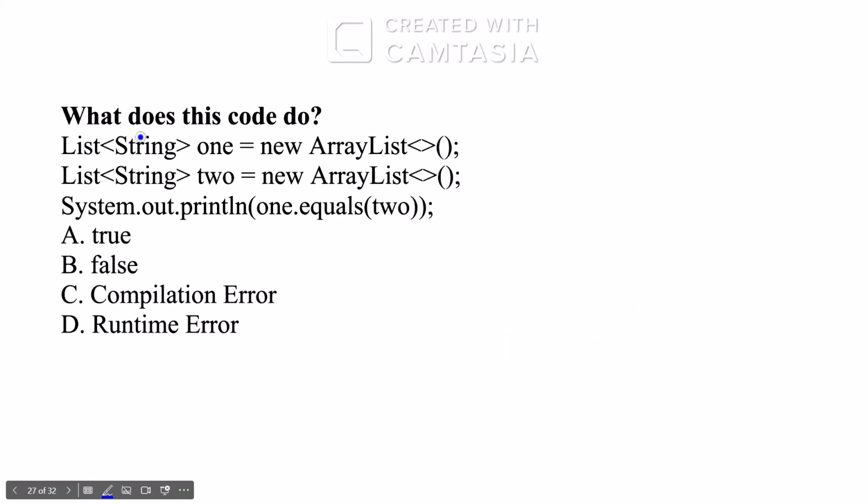What does this code do? So we created one list 1 and another list 2. List 1 equals list 2. This equals method always checks the content of the object. Okay. The option is list 1 equals list 2. Yeah, both are empty, right? Nothing is there. So the option is true.